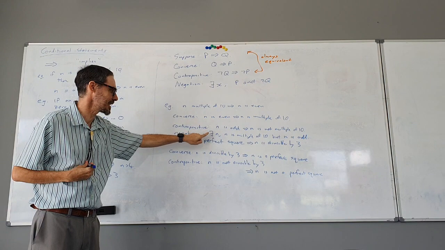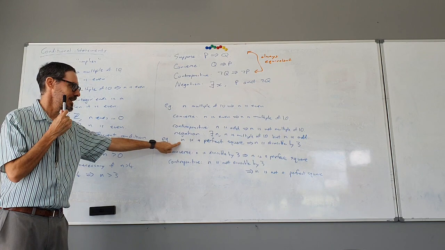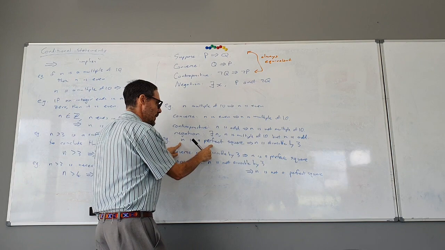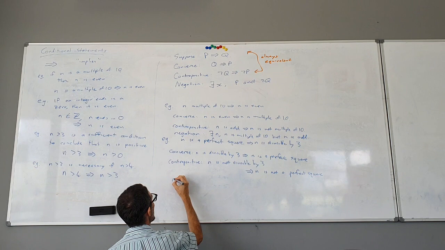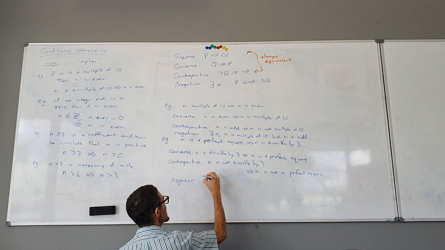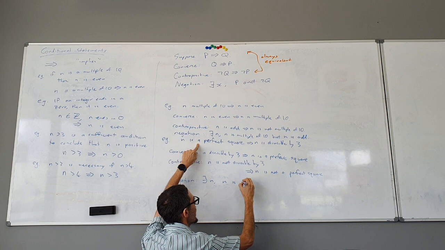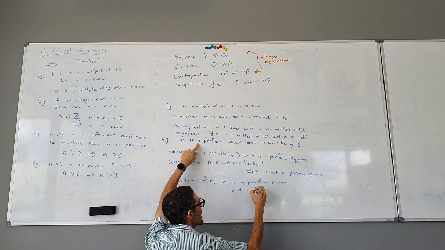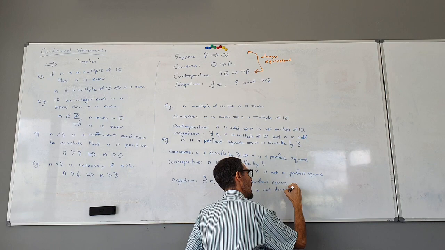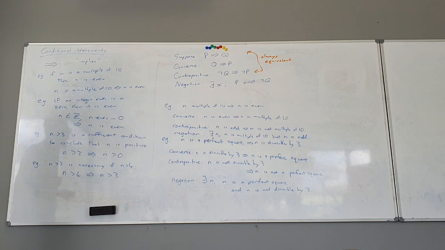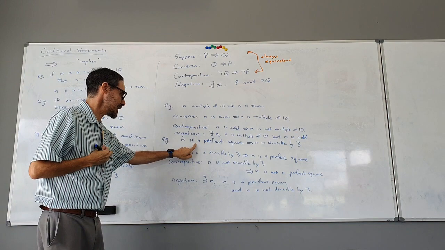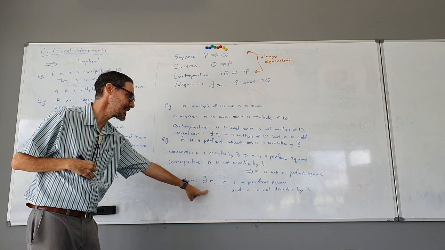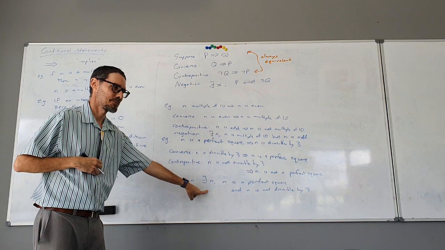Can we try this one? The negation means I want to find a number that's a perfect square that is not divisible by 3. There is some n such that n is a perfect square and n is not divisible by 3. Negating an implication is hard. And we said this one was false because this is true. I can easily find you a perfect square that's not divisible by 3. 25 is a perfect square, but it's not divisible by 3.